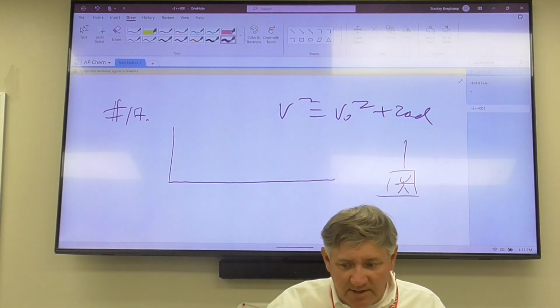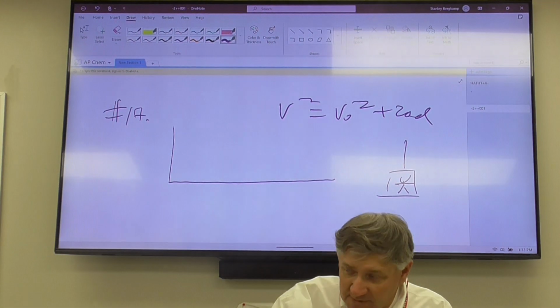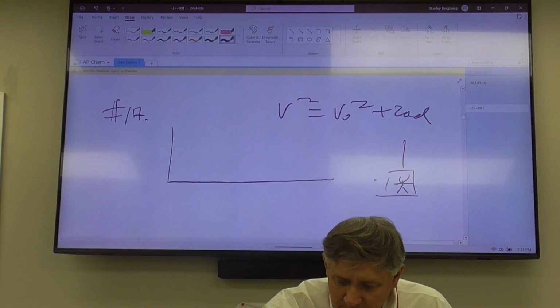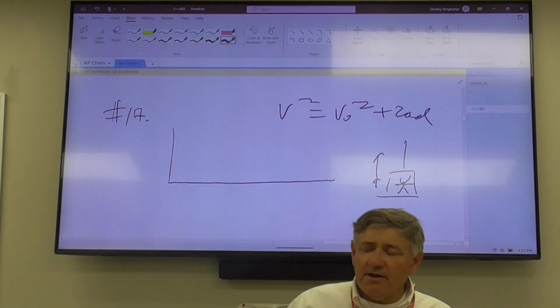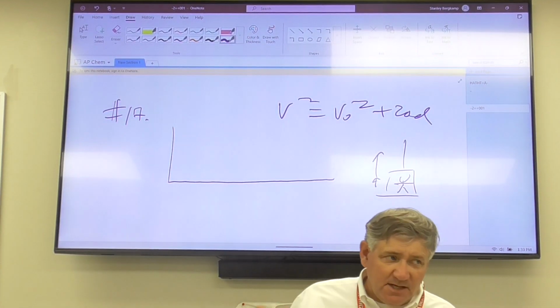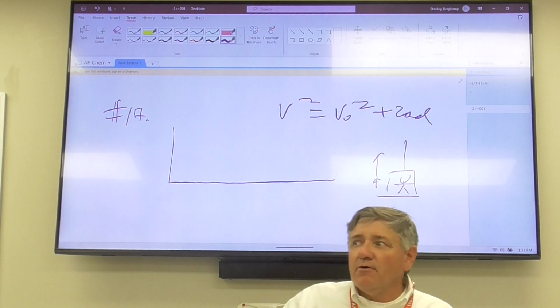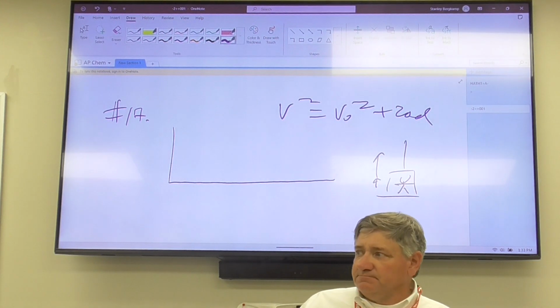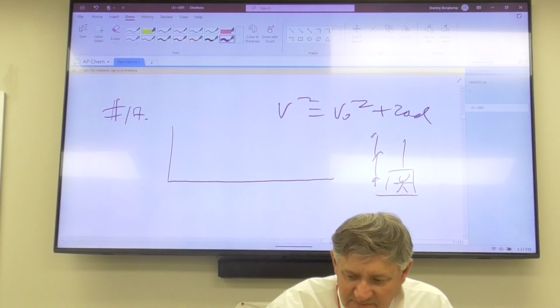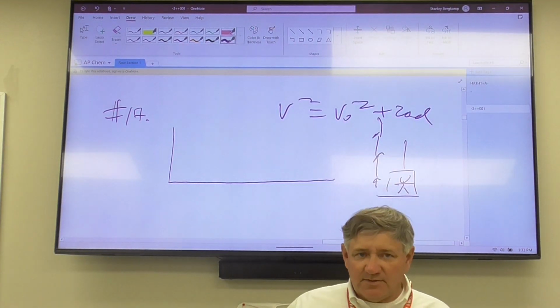As it accelerates upwards, what's going to happen to your velocity vectors? They're going to get bigger or smaller? Bigger. Now, eventually, what's the elevator going to do? Is it going to keep continuously accelerating, or is it going to reach a constant speed? It's going to reach a constant speed. So eventually, those velocity vectors are going to be the same length.